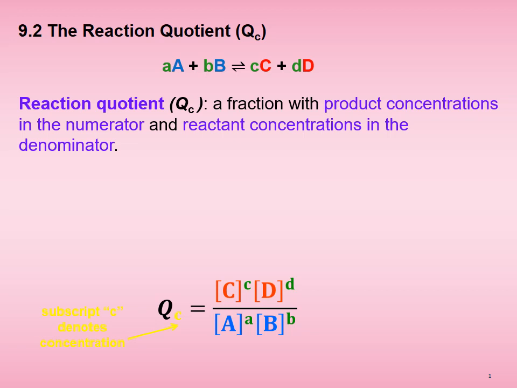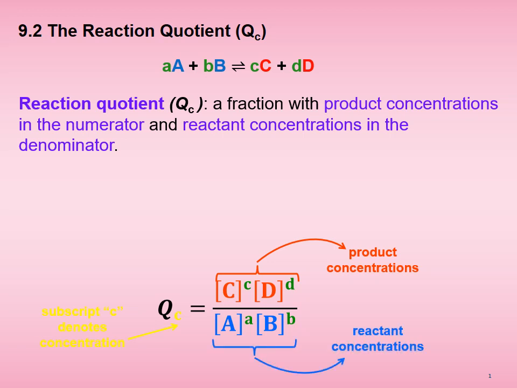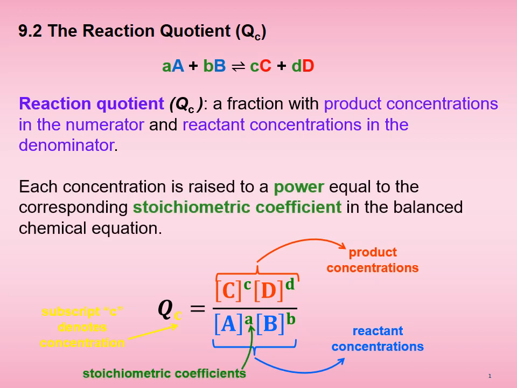Qc is equal to the concentration of product C raised to power c times the concentration of product D raised to power d, divided by the concentration of reactant A raised to power a times the concentration of reactant B raised to power b. The power of each reactant or product is its stoichiometric coefficient in the balanced equation.